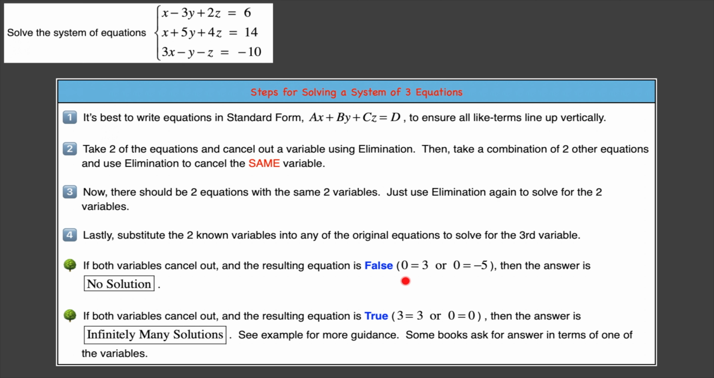Then you're going to get like 0 equals 3 or 0 equals -5. Then the answer is going to be no solution. Now, if the variables cancel out and the equation is true, like 3 equals 3 or 0 equals 0, then the answer is infinitely many solutions. All right, if you want to write these down, go for it or pause the video. I'm going to erase this chart so we have room to do our work.